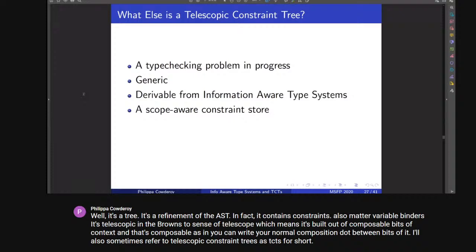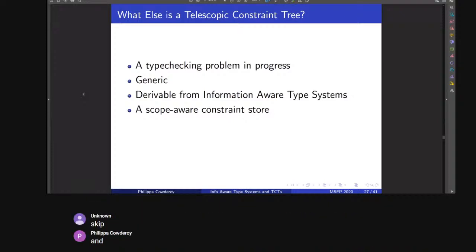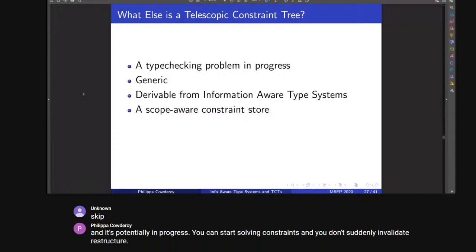Now, what else is it? Well, it's a type checking problem and it's potentially in progress. You can start solving constraints and you don't suddenly invalidate the structure. It's generic.